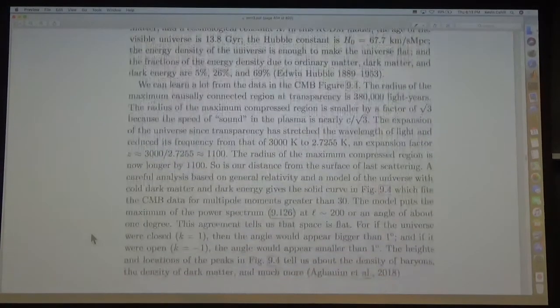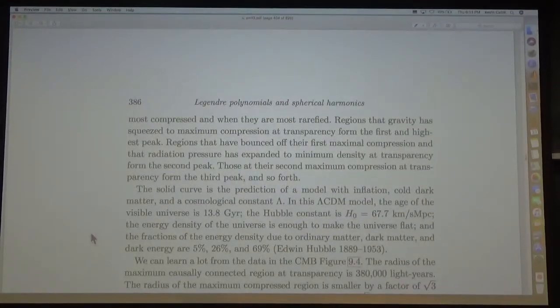And so what they found when they plotted D sub L, let me get to that. I'll draw you a picture of it.